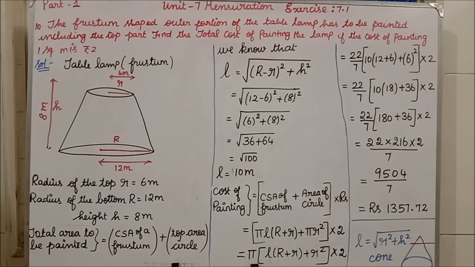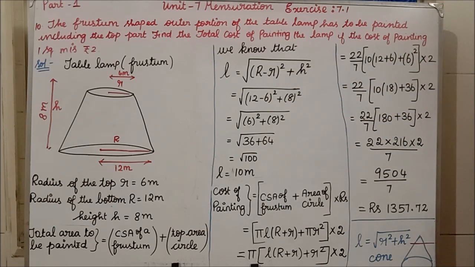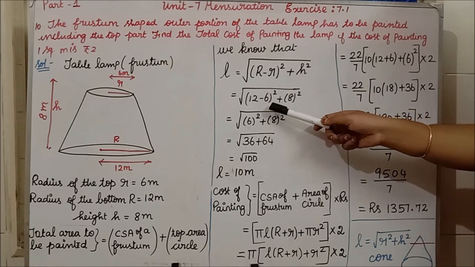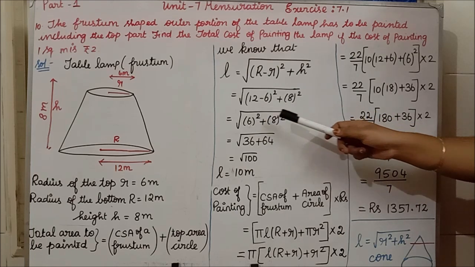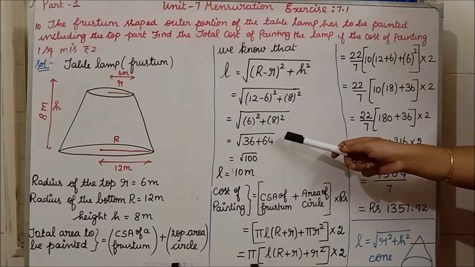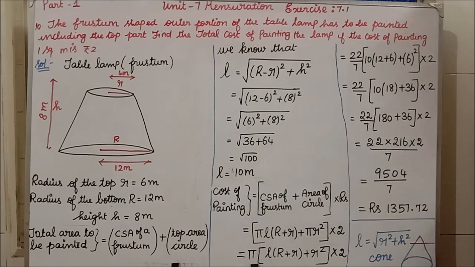What is the formula to find the slant height of the frustum? L is equal to the square root of (capital R minus small r) whole square plus h square. All the values are known, we just have to substitute. Capital R is 12, small r is 6, h is 8. So 12 minus 6 is 6, whole square, plus 8 square. That is 36 plus 64, which is 100. The square root of 100 is 10 meter. So L is equal to 10 meter.